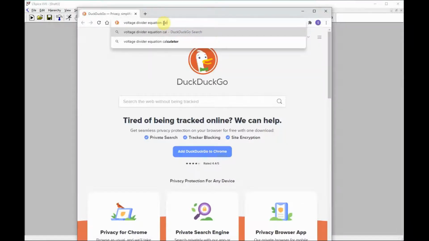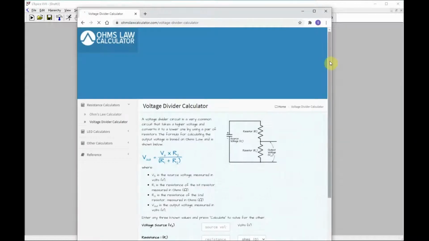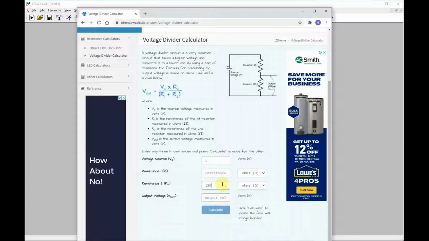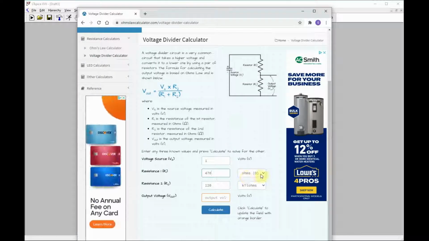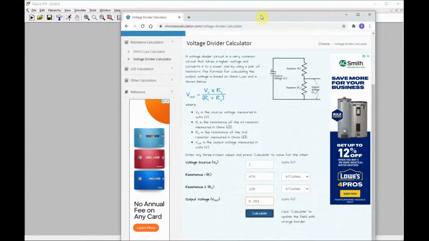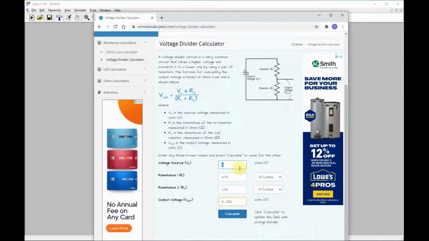equation calculator. This is one I actually use. You can see you've got voltage divider here. Just put in an arbitrary thing. We said the lower one's 120 kilo ohms. Put in 470 kilo ohms. Output voltage is 0.2. Or that's different. What is that? Okay. Oh, whoops, I put in the wrong voltage. That's not 1 volt, that's 9 volt.